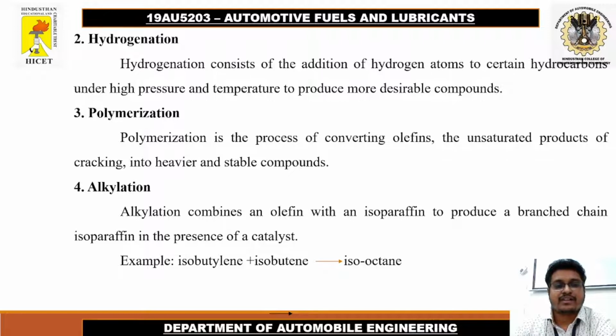Next one, alkylation. It is the process of combining an olefin structured hydrocarbon, that is fuel, with an isoparaffin to produce a branched chain isoparaffin in presence of a catalyst. Example: isobutylene plus isobutane are combined in presence of an alkaline medium, where you can obtain isooctane.